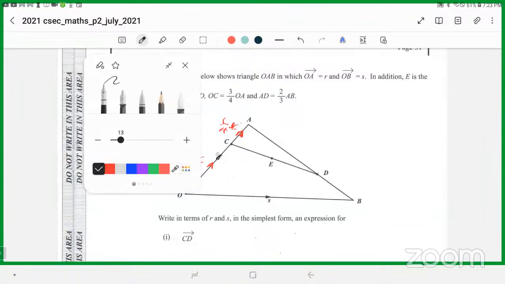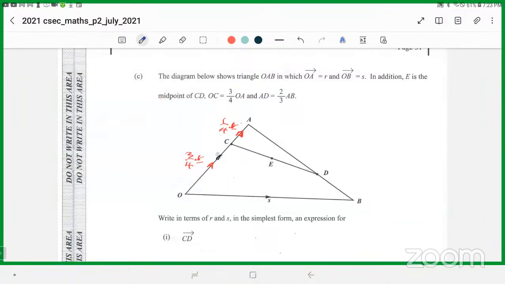All right, let's continue. Then it says AD is 2/3 of AB. This is 2/3 of the whole thing, and so this other piece is 1/3 of AB. So don't forget, this is 2/3, this is 1/3, because the whole thing is AB. So I have 2/3 AB and 1/3 AB.